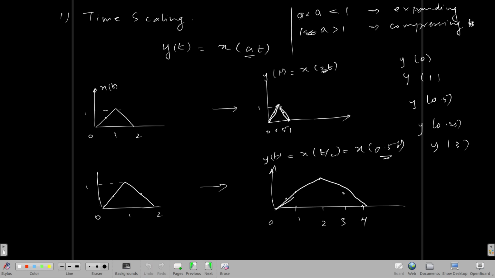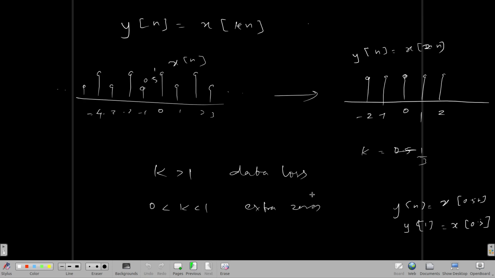Even for the continuous case, if you take a closer look, some of this data will be lost, but since it is a continuous signal, that loss won't be very significant. Because we have infinite samples or point values in this gap itself, even though we are losing something, it won't be much of a problem.